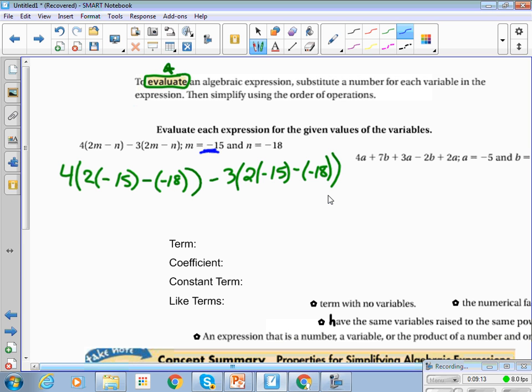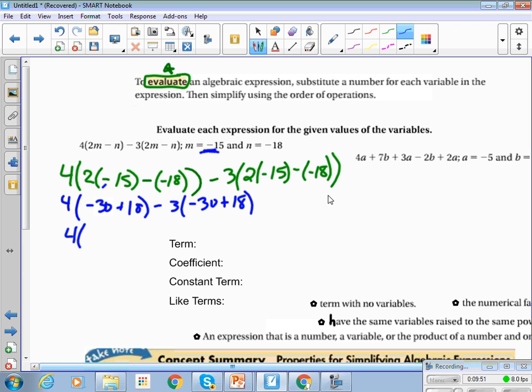Okay, so the order of operations says I'm going to do what's inside my parentheses first. Parentheses, exponents, multiply, divide, add, subtract. So I'm going to go 2 times negative 15, which is negative 30. Minus a negative is plus. Nice. All right, so 4 times negative 30 plus 18.